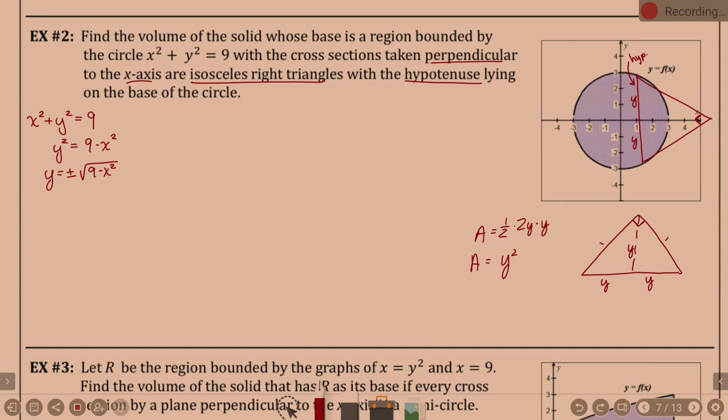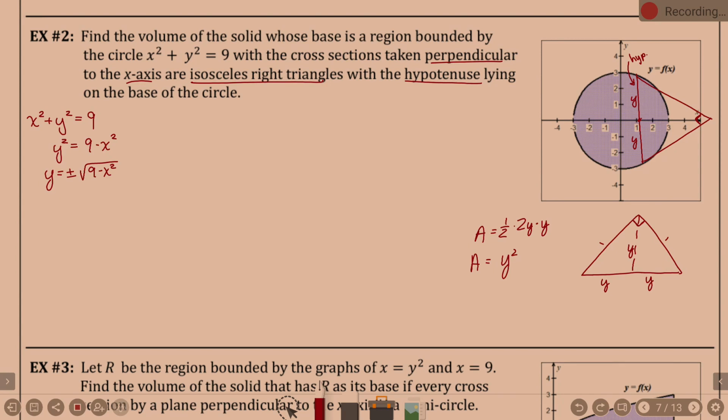Okay? So the area of this triangle is y squared. Now, we're supposed to be working in terms of x, yes? Y was just the easy way to lead us into it. I mean, yes, we could have talked about this distance up here being the square root of 9 minus x squared, and this distance down here being the square root of 9 minus x squared. But it's easier to talk about it in terms of y and fill in what it equals later.